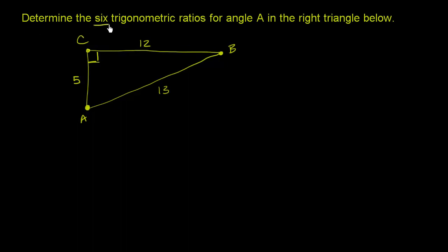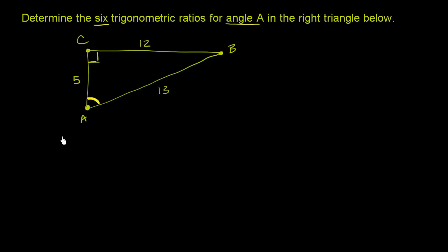Determine the 6 trigonometric ratios for angle A in the right triangle below. So this right over here is angle A. It's at vertex A. And to help me remember the definitions of the trig ratios, and these are human-constructed definitions that have ended up being very, very useful for analyzing a whole series of things in the world.